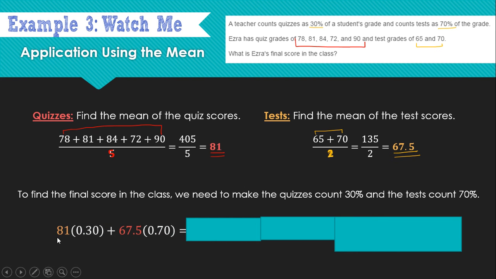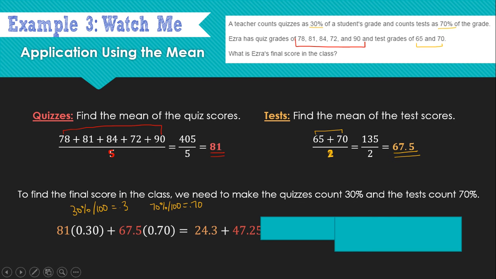So it would look something like this. Here's that average of our quizzes, 81. We multiply that by the 0.3. That's coming from that 30%. Remember, to get a percent to a decimal, we divide by 100. Same thing for the 0.7. That's from the 70%. We divided that by 100 to get 0.7.